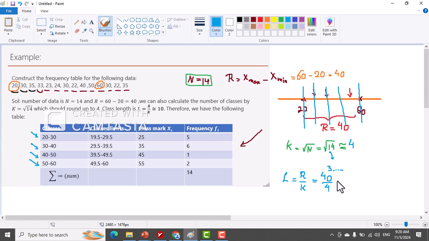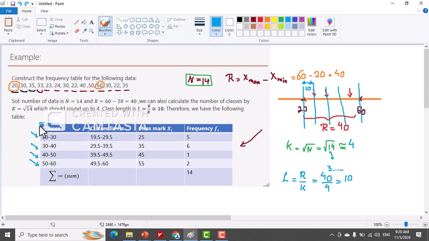So it shows that each class should have a length of 10. Each of these divisions or splittings that I mentioned over here should be considered as 10. So we divide them and each of them has a length of 10. If we start with the smallest one, which is 20, then we go forward and the next number should be 30, and so on. The next class should start from 30 to 40, 40 to 50, and 50 to 60.